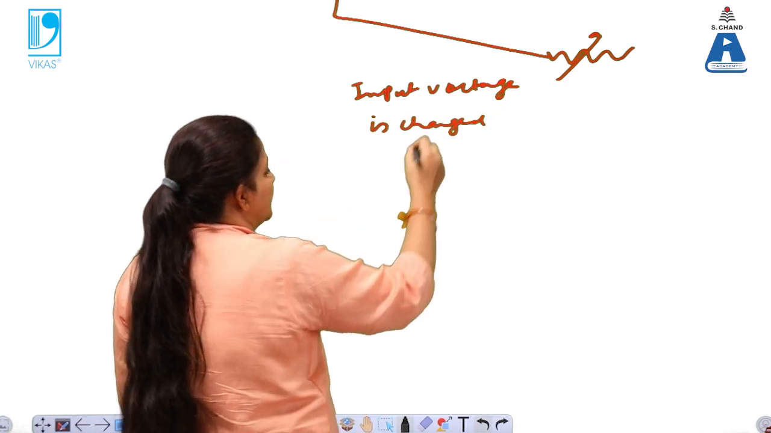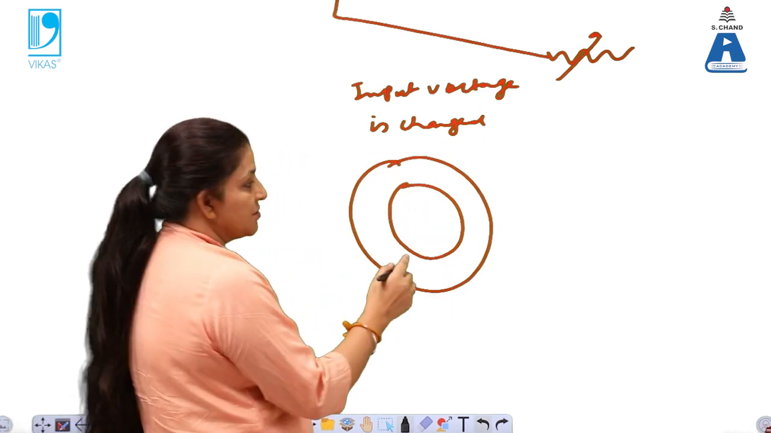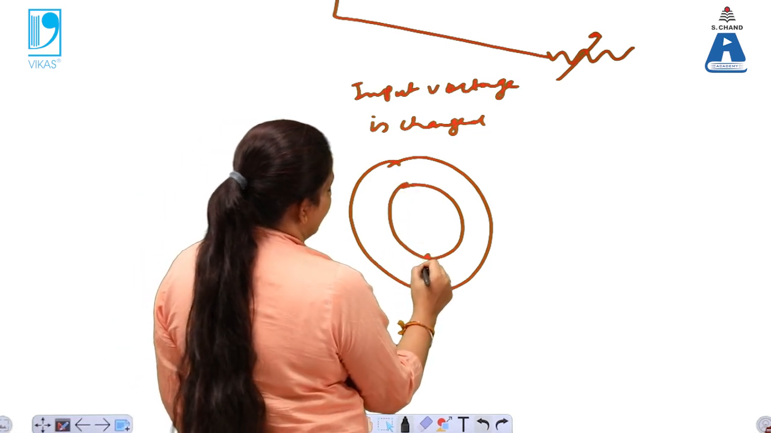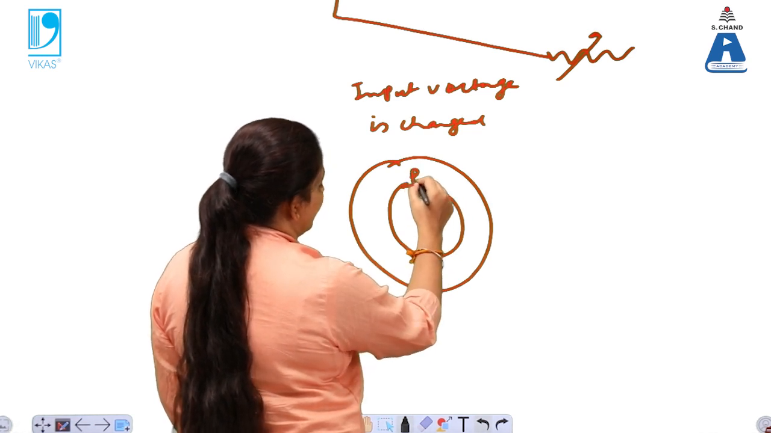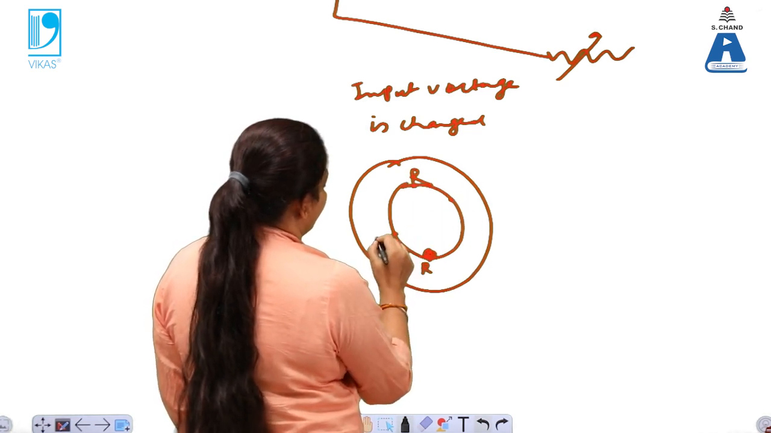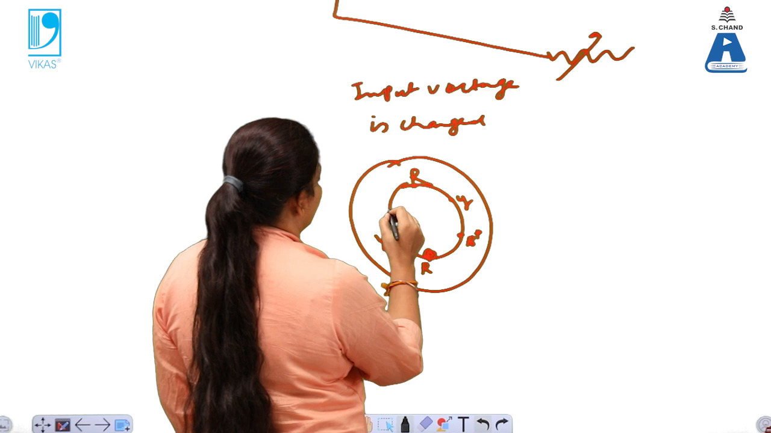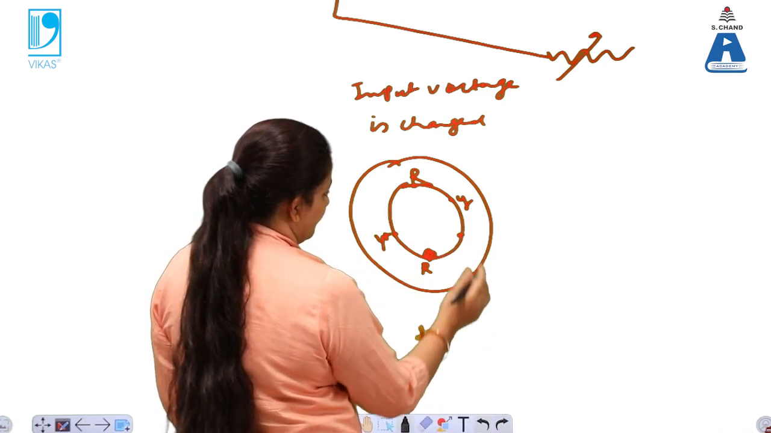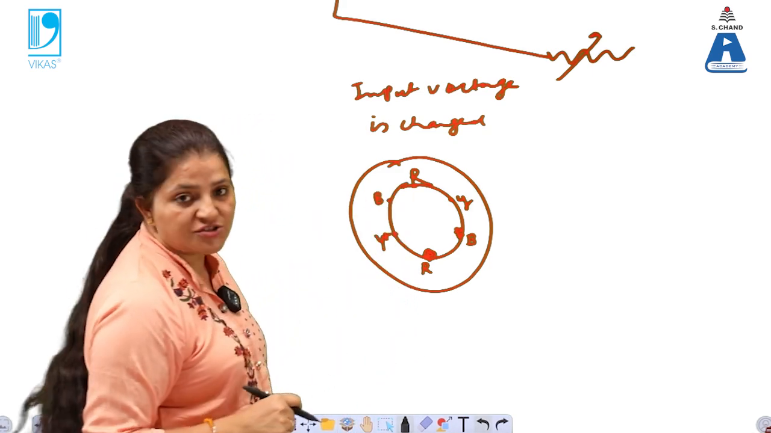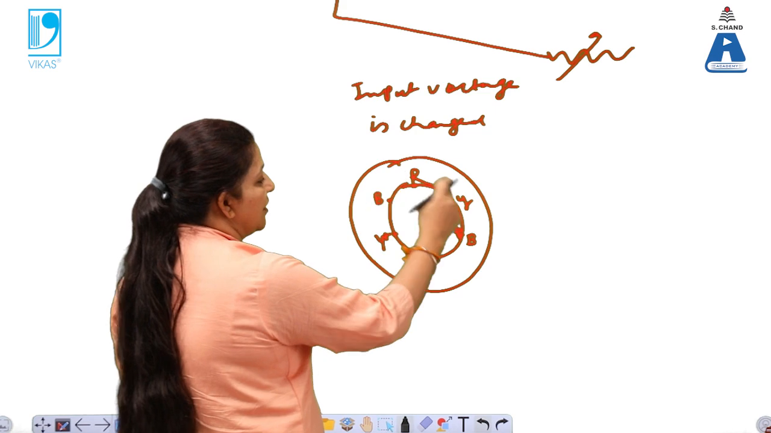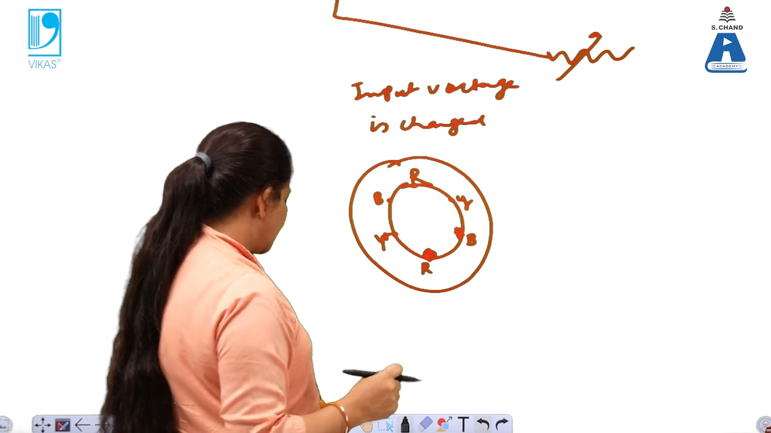This input voltage rotates the three windings. This is the R winding over here, this is the yellow winding and that is the blue one over here. Okay. So as the input voltage is changed, the speed of this three rotating magnetic field will be changed. So automatically the synchronized speed can be changed.